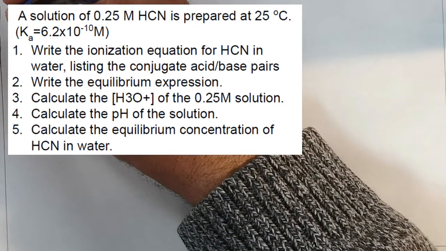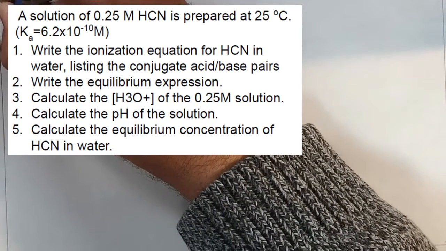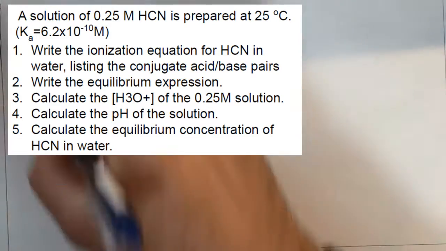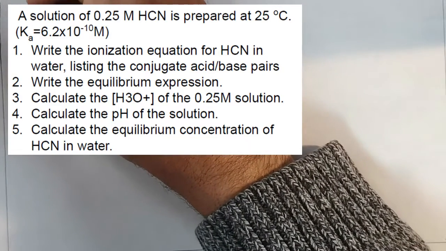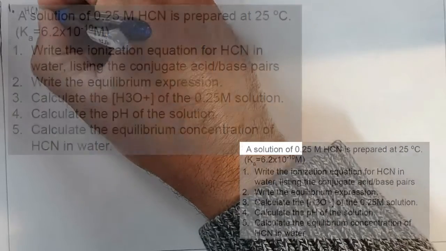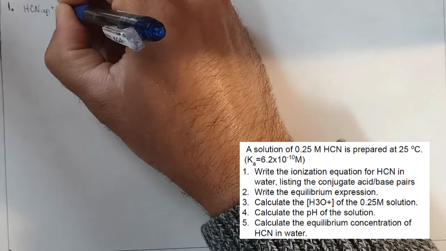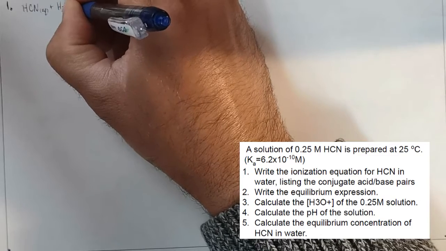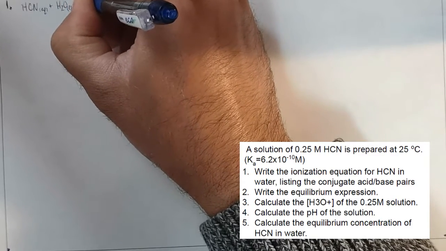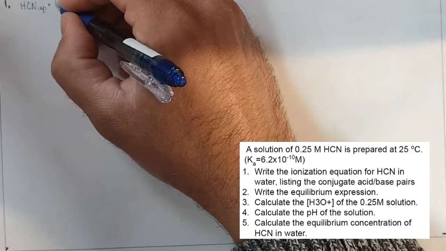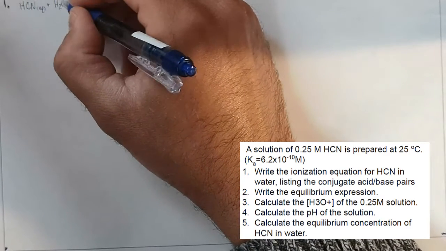For number 1, we're writing up the ionization equation. So we've got HCN, our hydrocyanic acid, and our water. They're going to ionize. A hydrogen will be exchanged from our molecular acid to water.